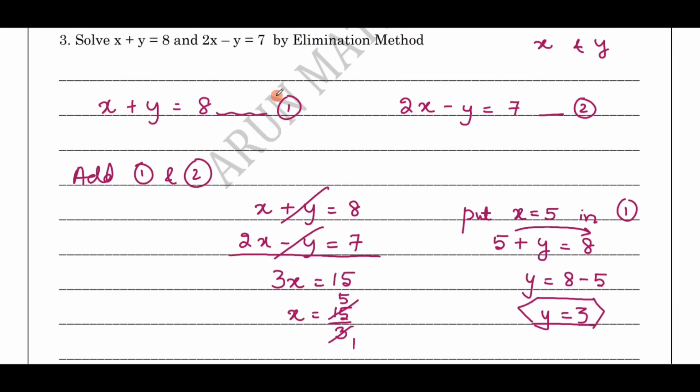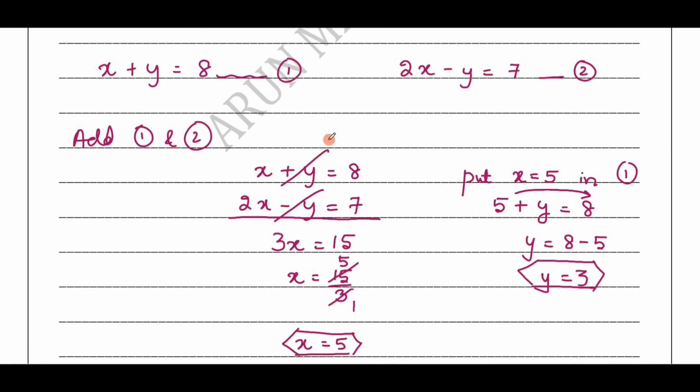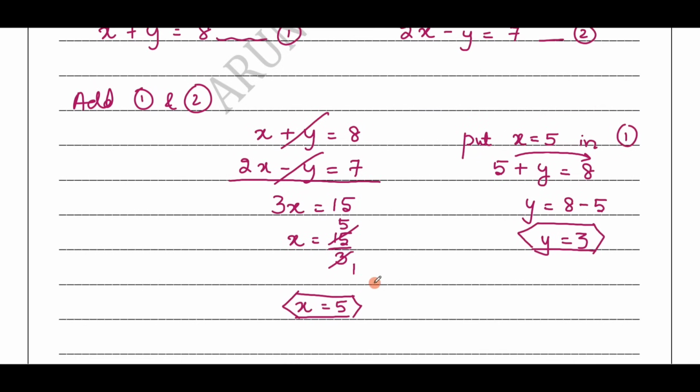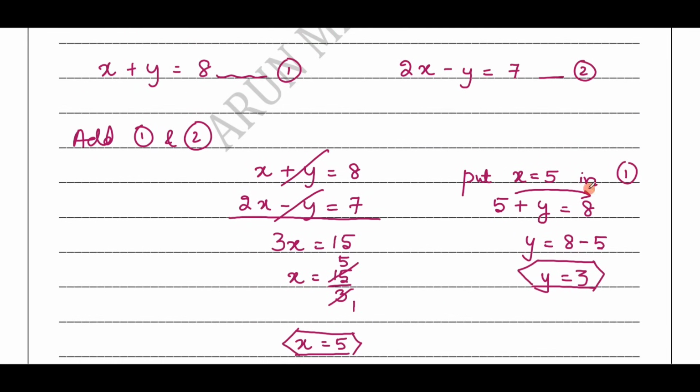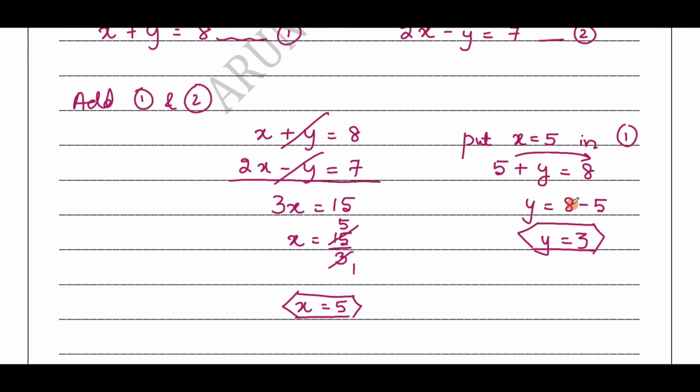Take equation 1 and 2. Observe the equation: the y variables are in opposite sign. That means we can easily cancel the y variables and add the x variables, and you will get the value of x. Substitute the value of x in equation 1, you will get y.